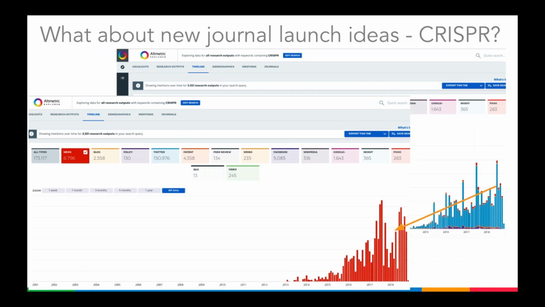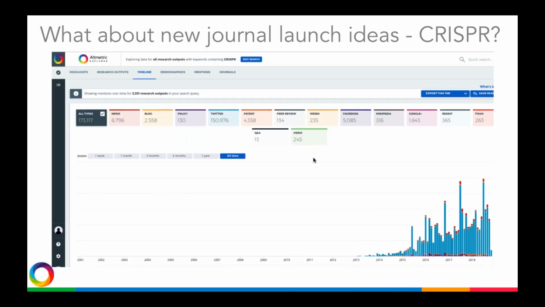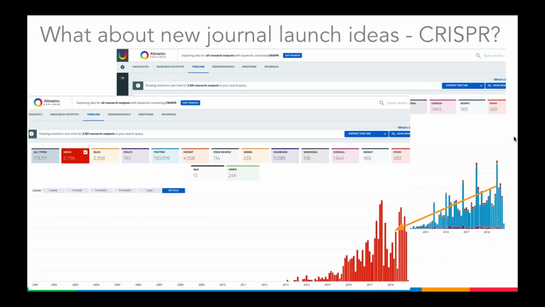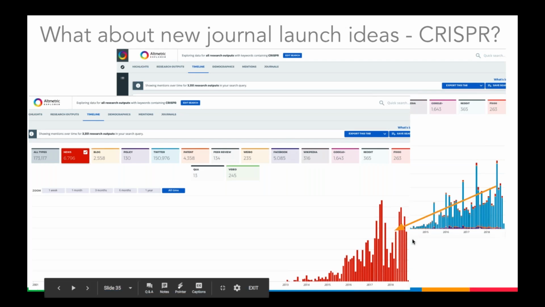So what I also did there was look at the news. In the previous slide I had all types of attention. Here I'm just looking at news, because I want to break down that attention and filter out some of the noise. So I've got rid of my social media mentions, I'm just looking at news, and I see that it's still getting a huge amount of attention. So this is definitely an area to investigate further.